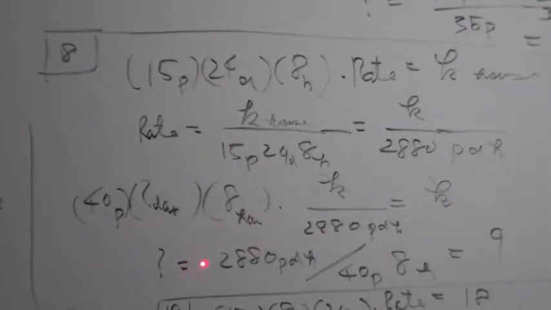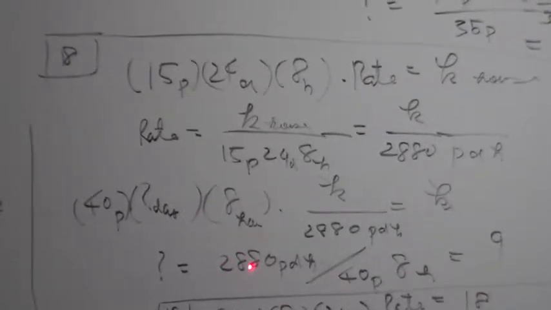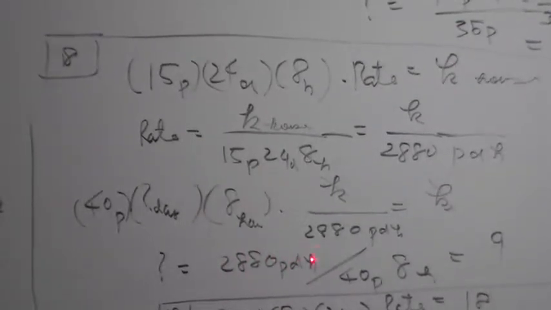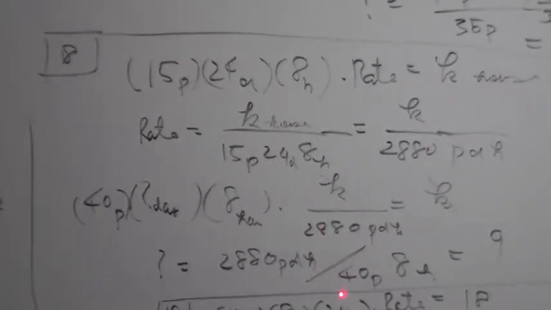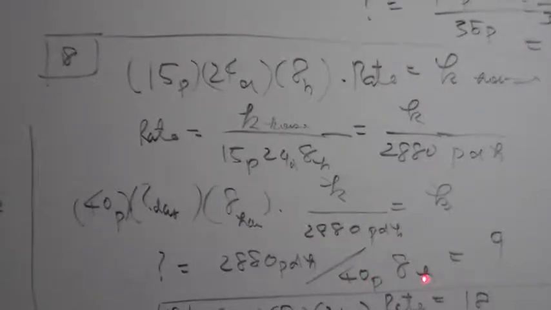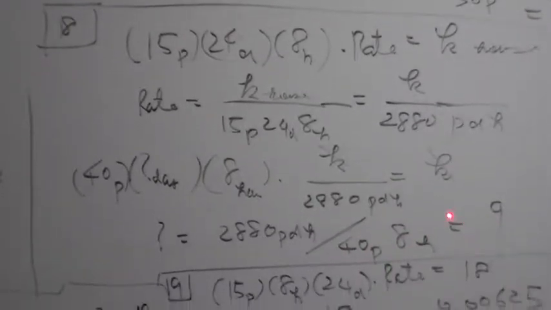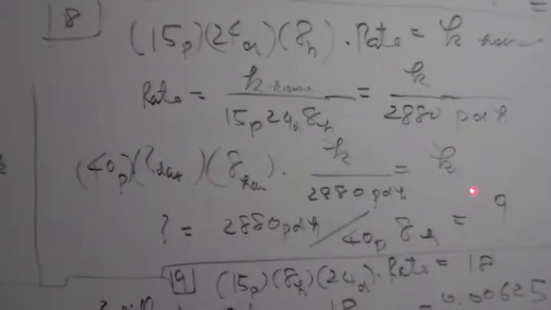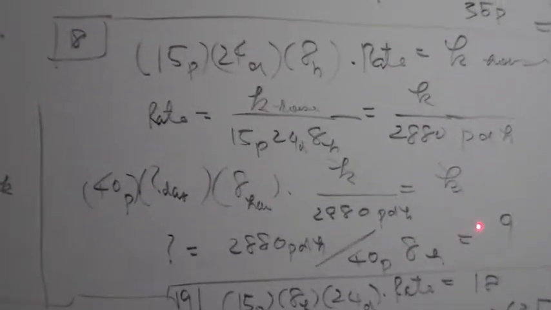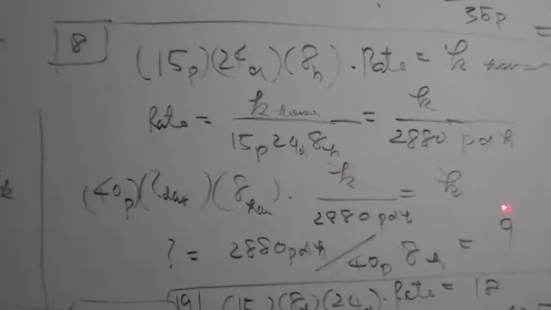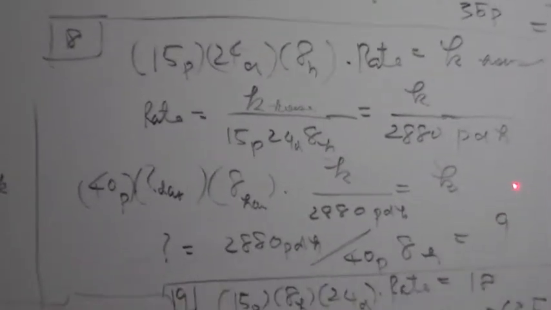So the question is 2,880 painter days hours divided by 40 painters, 8 hours a day. We will make a 9. Okay, 9. So you're taking 9. Okay, 9 days. Okay, next one is this one.